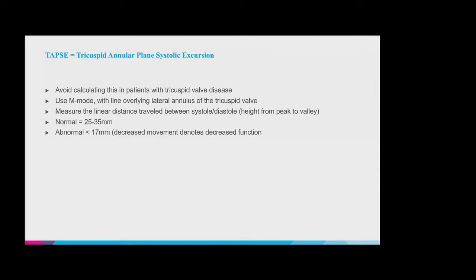A normal right ventricle should have a decent amount of movement in this location, and so you'll have 25 to 35 millimeters. In someone with reduced RV function, that value will drop significantly, and it'll be less than 17 millimeters.